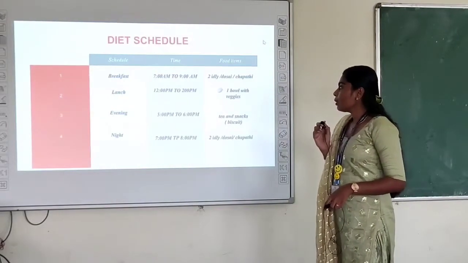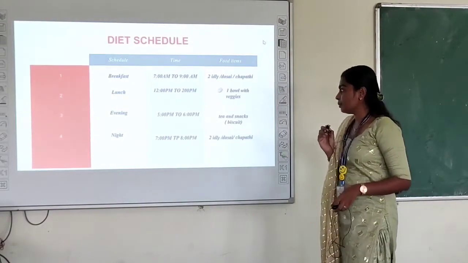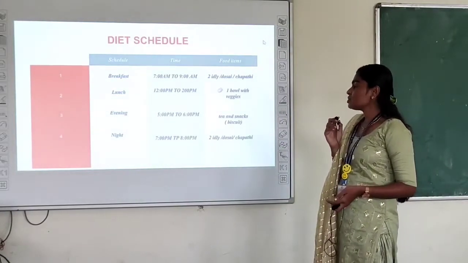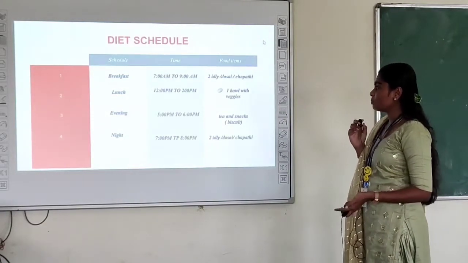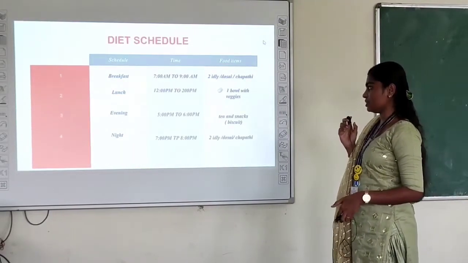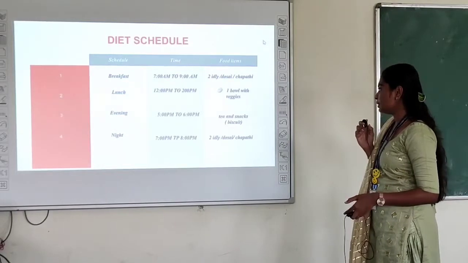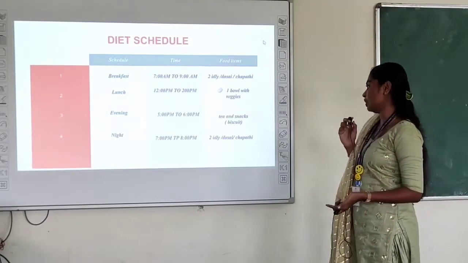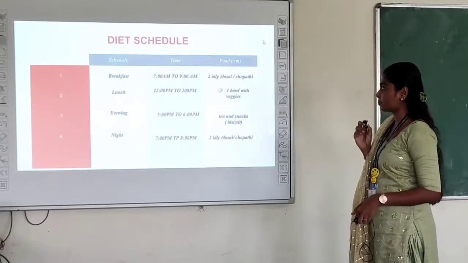Diet schedule: breakfast between 7 to 9 am, 2 idli, dosa or chapati. Lunch: the patient should take lunch between 12 to 2 pm, 1 bowl of rice followed by veggies. Evening 5 to 6 pm, tea and snacks, that is biscuit. Night 7 to 8 pm, the patient should take 2 idli, dosas or chapatis.